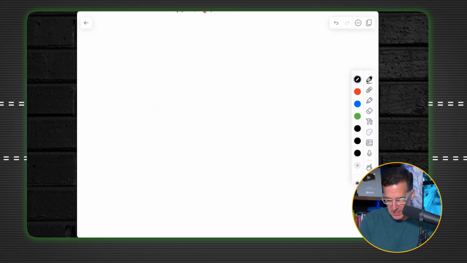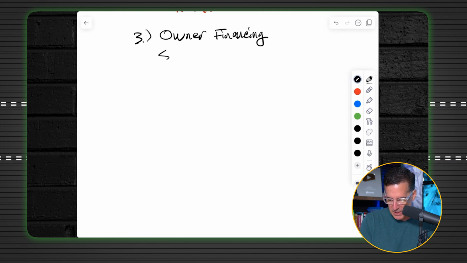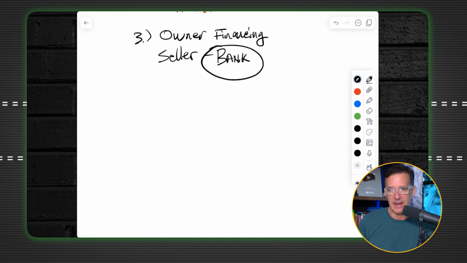So that moves us on to technique number 3, which is simply what we call owner financing. And you're thinking, well, Rick, what's the difference in it? It's simple. Your seller basically winds up being the bank. What? Yes. Let me give you an example.